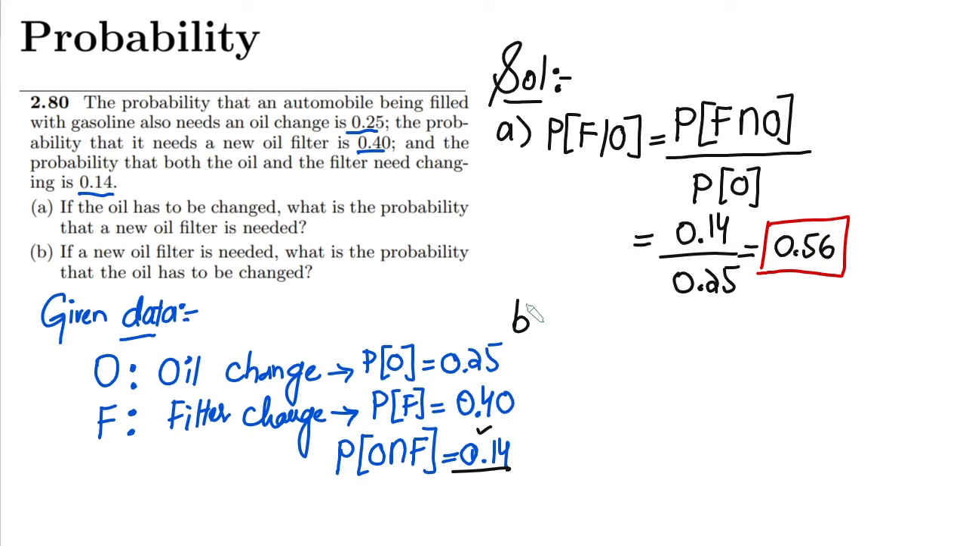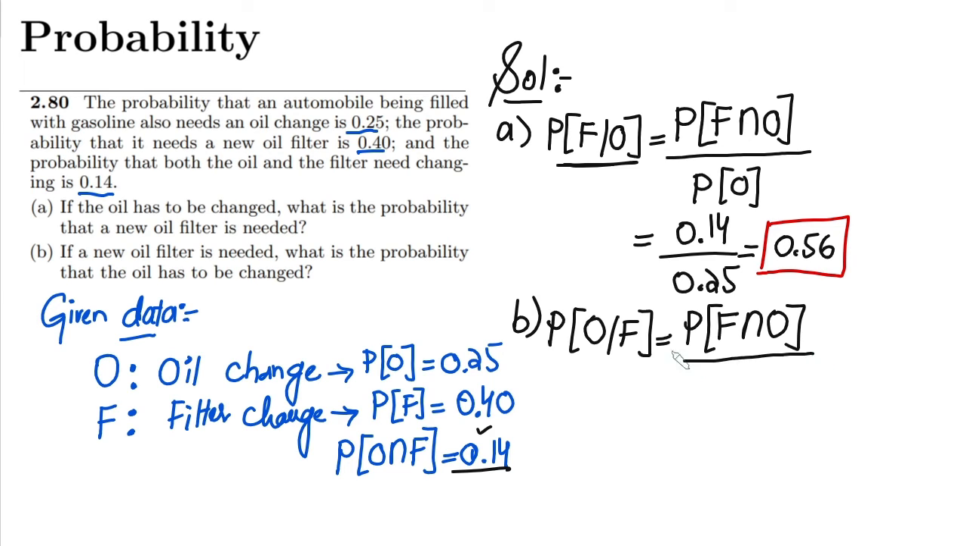Now in part B, what is it asking us? If a new oil filter is needed, what is the probability that the oil has to be changed? Here I want to find out the probability of an oil change given that a filter has been changed. We can see that these two are basically opposite of each other. So again according to the conditional probability, I have to write the probability of filter change and oil change divided by the probability of a filter change.